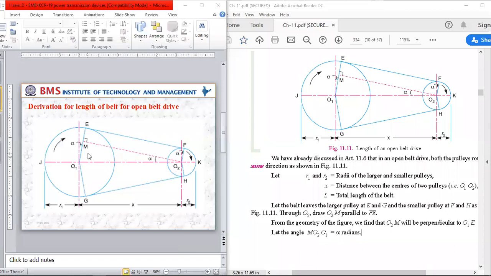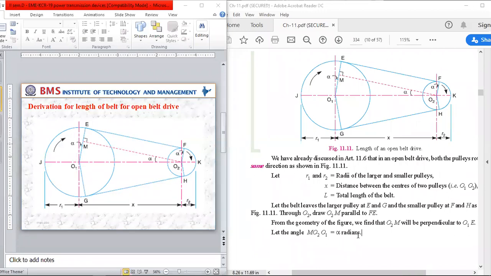If you look at the length of the belt traveling on these two pulleys, we take G to J, J to E, then E to F, then F to K, K to H, H to G. This is the total length of the belt rotating on these pulleys. So the total length is the arc length of GJE plus EF plus the arc length of FKH, then plus HG or GH.